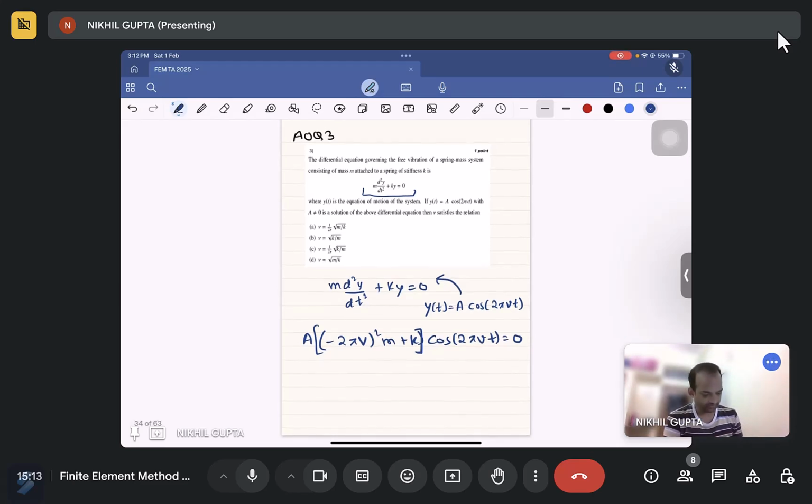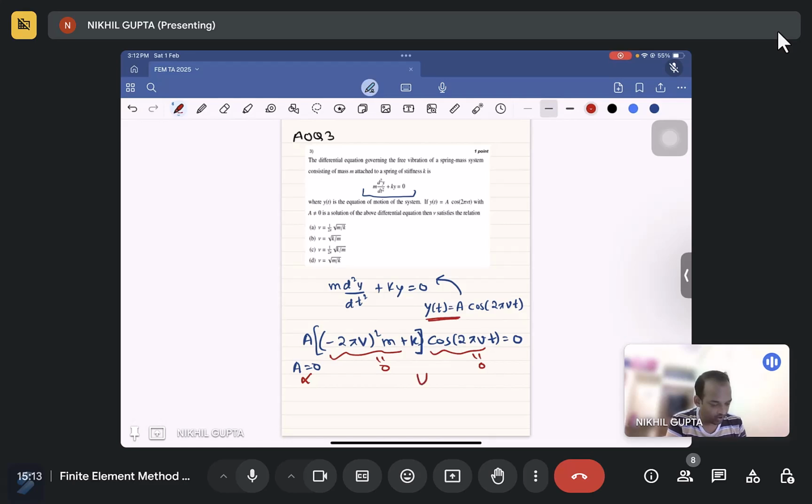Okay, so if you want to solve these equations, three things can happen. One, A can be 0. Another thing can happen, that this can be 0 or this can be 0. It is given in the question that A cannot be 0, so this is not the solution. And if you want to satisfy y as the solution for all t, this equation should be satisfied. But if you see this solution, it will give you 2 pi vt as 2n plus 1 pi by 2.